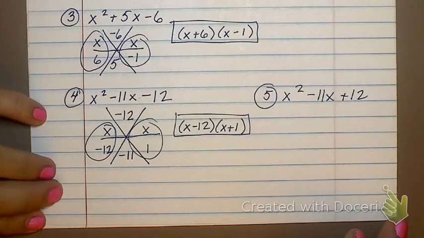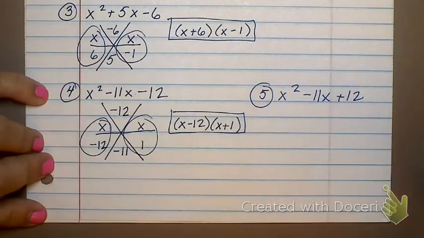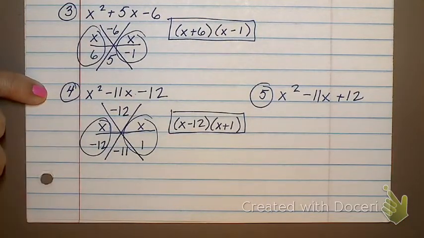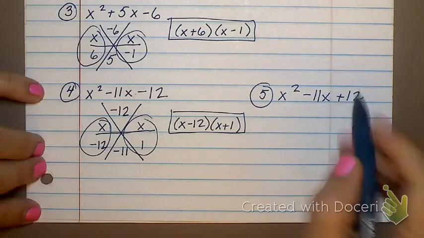X squared minus 11x plus 12. Very similar to number 4. What's the difference? The only difference is that this is positive. Let's see what that does.